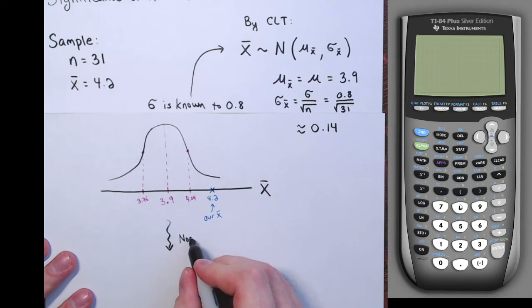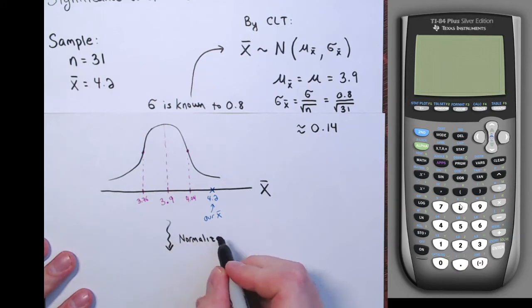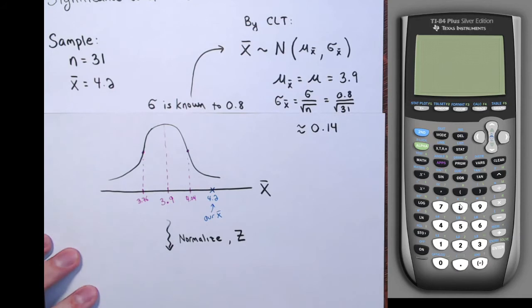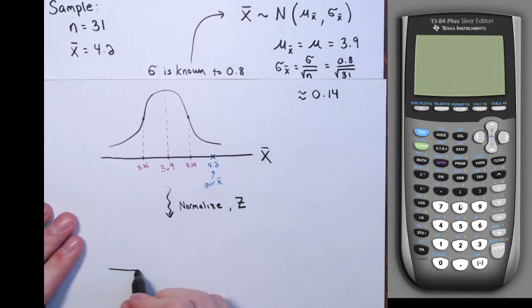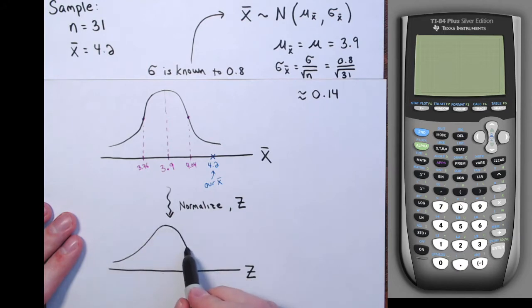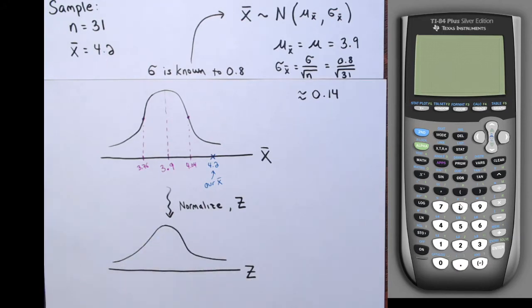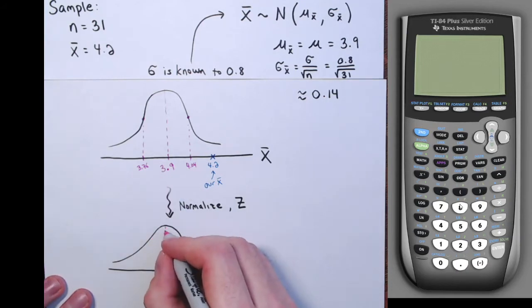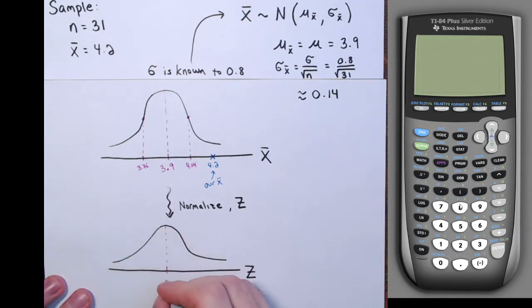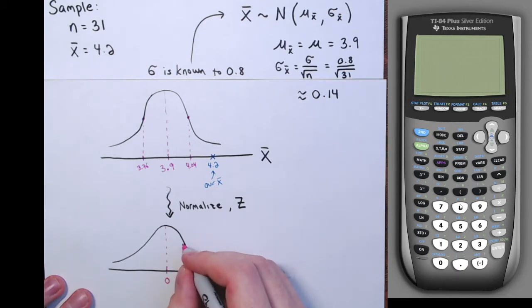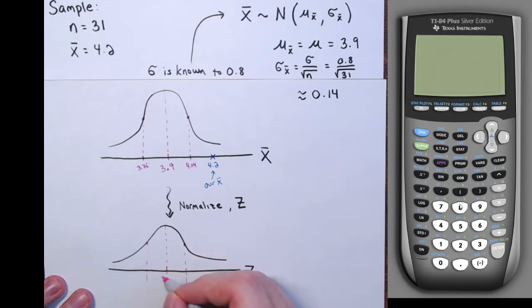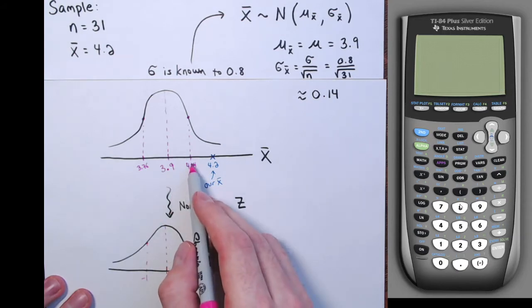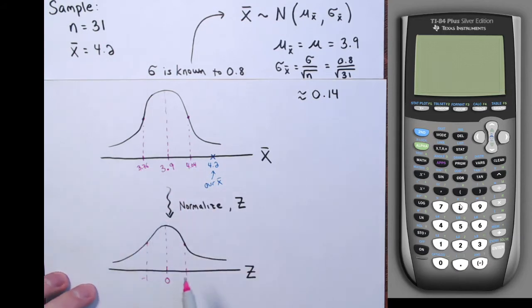So we're going to normalize this, meaning change it to the z distribution, the standard normal. So here's z, and then the normal distribution. My bells look different every time, I apologize. Then the z-score of 3.9 would be 0, because that is the mean. And the z-scores at these inflection points would be 1 and -1, because that value is one standard deviation above and this value is one standard deviation below.